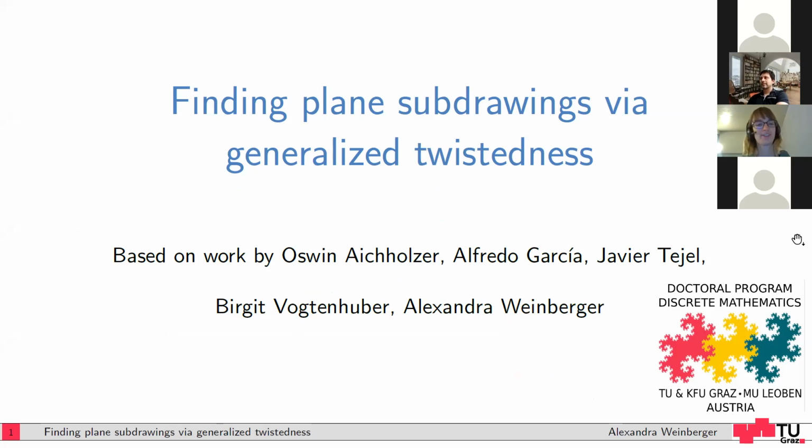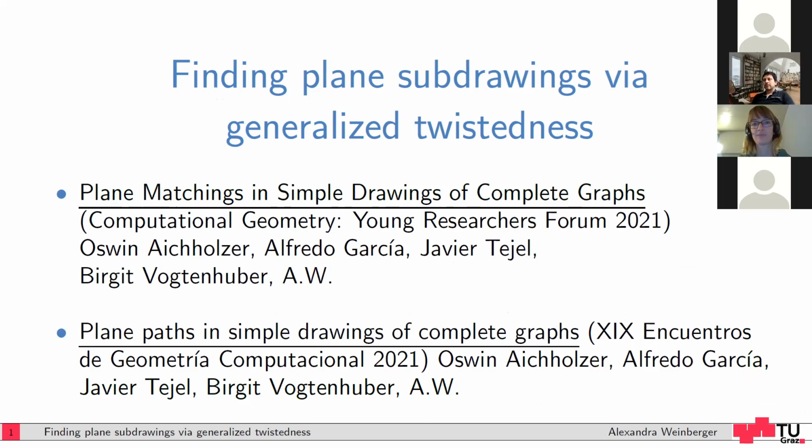So thank you for the introduction and thanks for coming to this presentation. This is based on joint work with Oswin Eichholzer and Birgit Vogtenhuber, who are from Graz in Austria, same as me, and Alfredo Garcia and Javier Tejel from Zaragoza in Spain. As the title suggests, this is all about finding plane subdrawings via generalized twistedness.